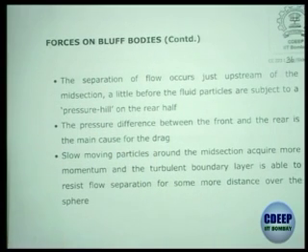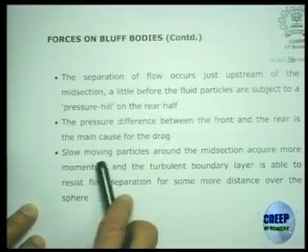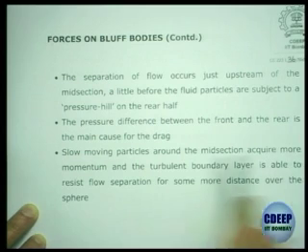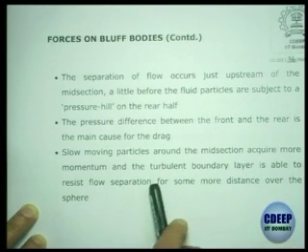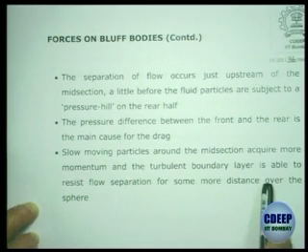Where does the pressure hill exist in case of a sphere or even a cylinder? If I talk about the front part, there is no problem. Beyond 90 degrees, the pressure starts building up. It was minimum, so it is creating an adverse pressure. That is what you call the pressure hill. The pressure difference between the front and the rear is the main cause of the drag. Slow moving particles around the midsection acquire more momentum, and the turbulent boundary layer is able to resist flow separation for some more distance over the sphere.